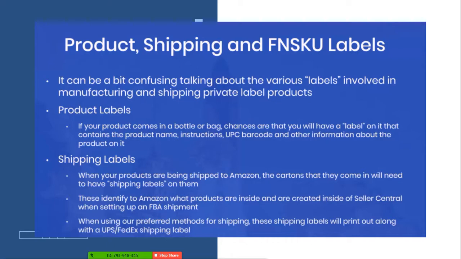Now shipping labels. When your products are being shipped to Amazon, the cartons that they come in will need to have shipping labels on them. These identify to Amazon what products are inside and are created inside of Seller Central when setting up an FBA shipment. We're going to cover that step by step and you will see how it's done. When using our preferred methods for shipping, these shipping labels will print out along with the UPS or FedEx shipping label.